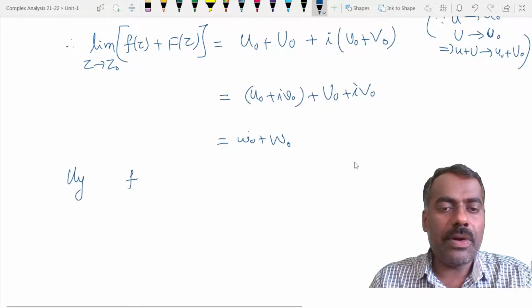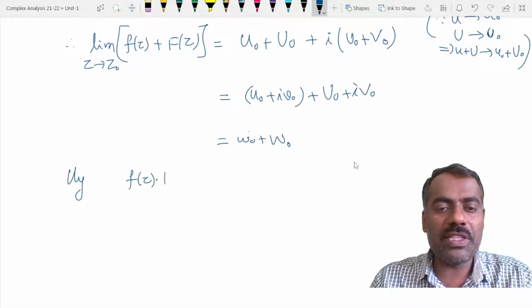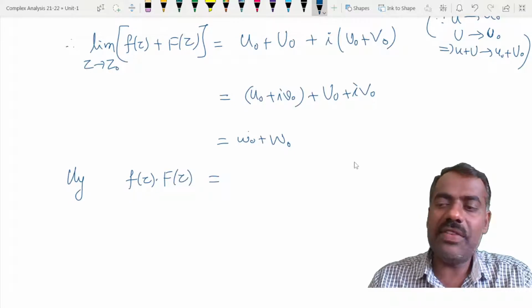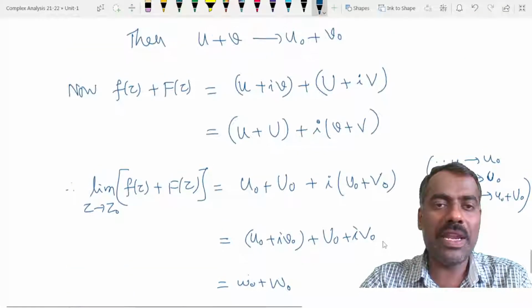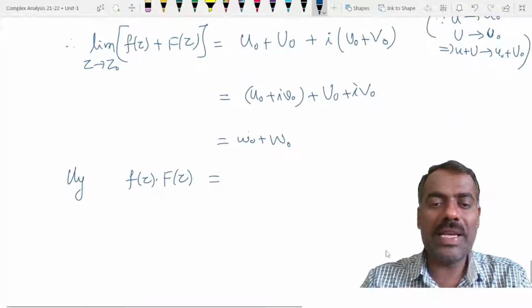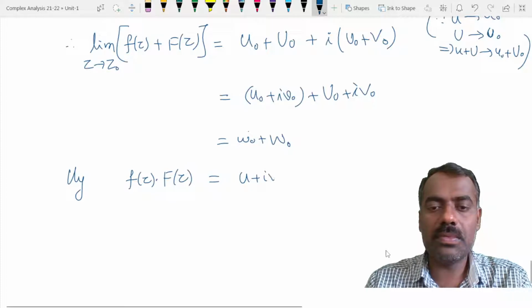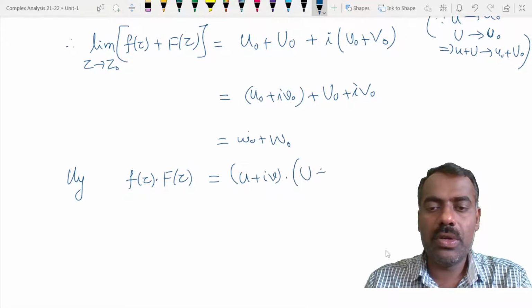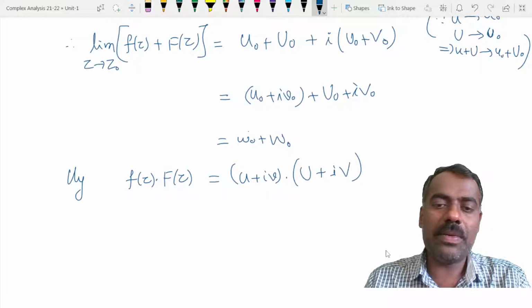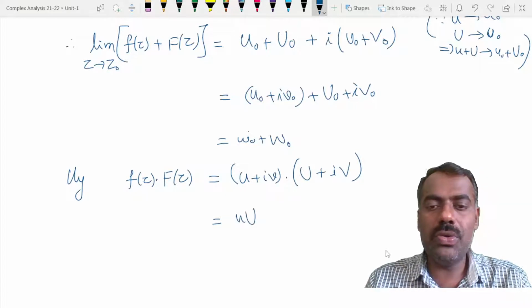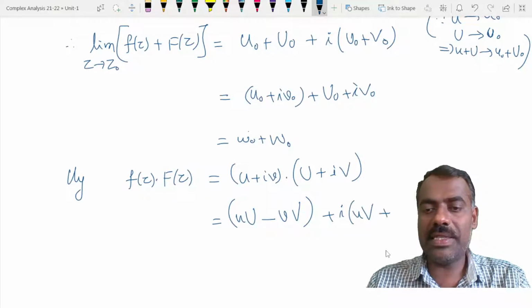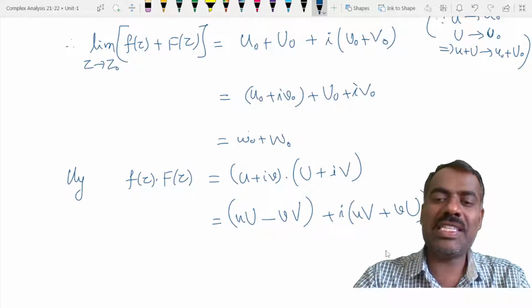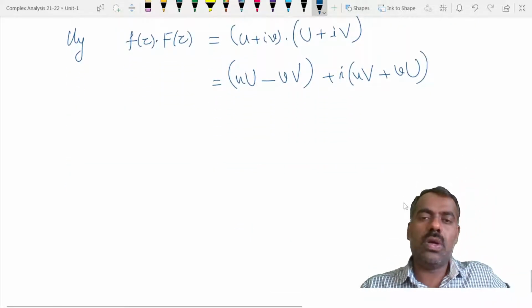Similarly, if you want to find the limit of the product, first you find what this is and see whether the right hand side is converging or not. f of z times capital F of z, which is what? u plus iv times capital U plus i times capital V, which is the same as u times capital U minus v times capital V, since i square is minus 1, plus i times u capital V plus small v capital U. Is this clear? Yes or no?